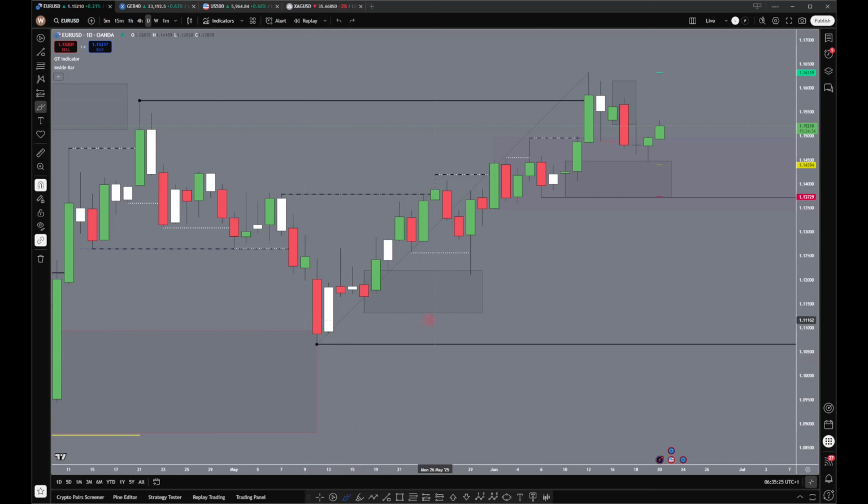We've got this key area of demand which was mitigated yesterday. So this is high probability demand because it's at the extreme of the internal structure. It's well priced. It was the demand that led to the internal break of structure and the swing break of structure. So when we mitigated that, we expected to have a reaction from there.